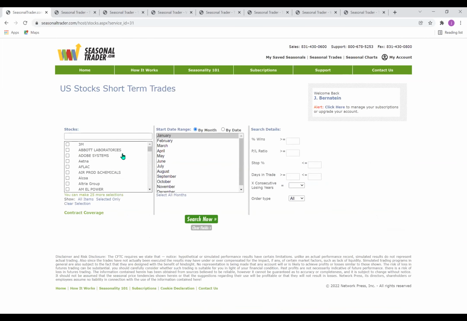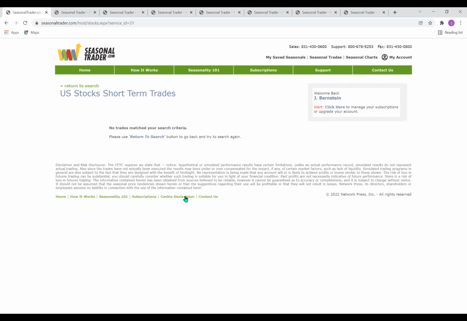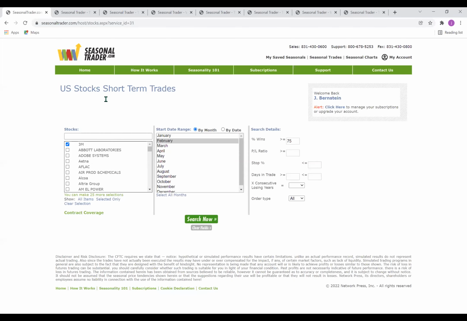So here I have a list of all the stocks that have shown a very high probability seasonality. So for example, let me just pick one, 3M and February, and ask the question, any trades with 75% accuracy, short term, like so. And this is perfect for options trading. Search. Nothing. Good. Information that there's nothing to do is good information because it means we don't have to waste our time. Will there be anything for March?